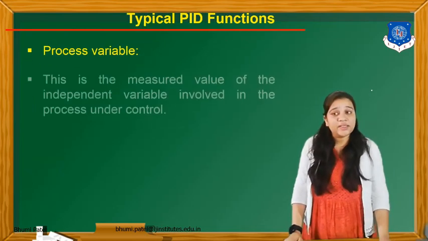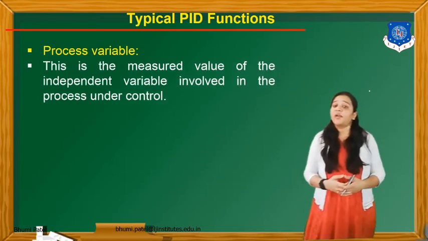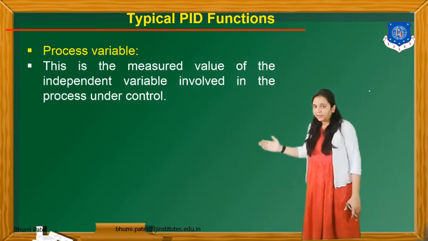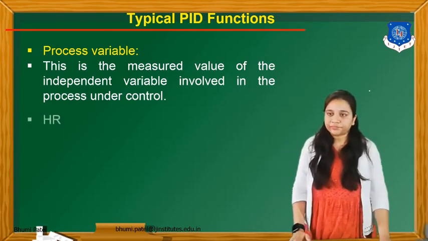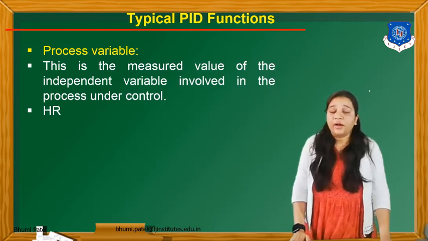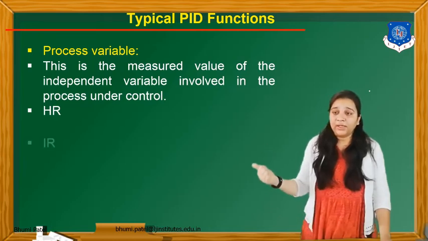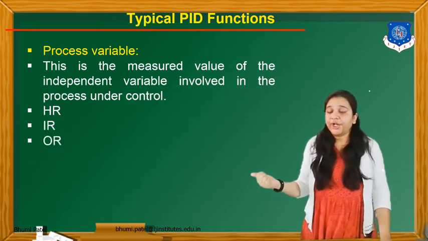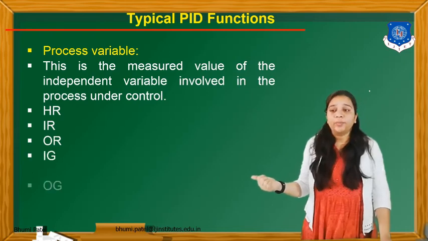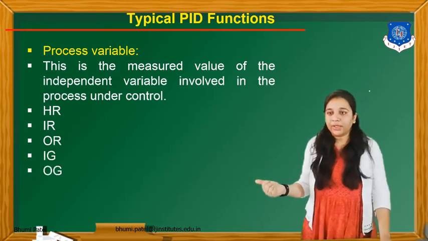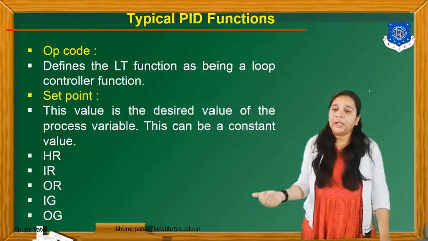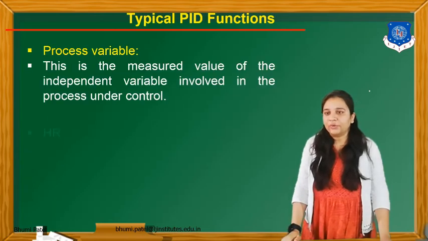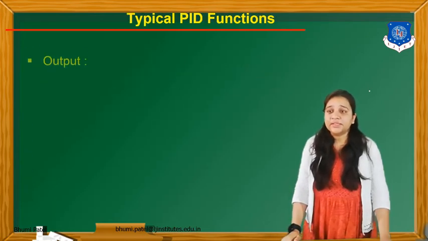Now the third one is the process variable. This is the measured value of the independent variable involved in the process under control. Again, at which position can we take the process variable? In the holding register, input register, output register, input group and output group. So for the set point and the process variable, we can take the data from all five of these locations.